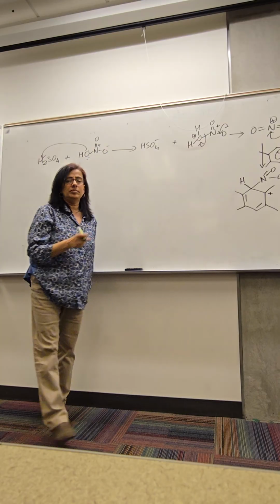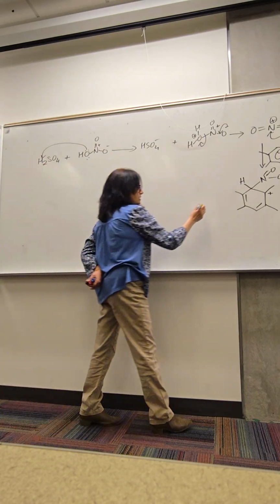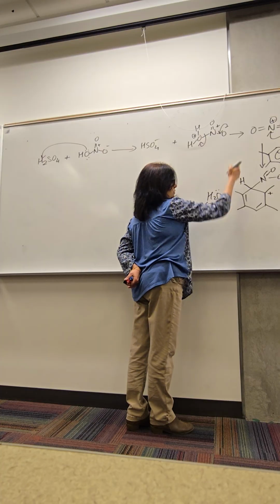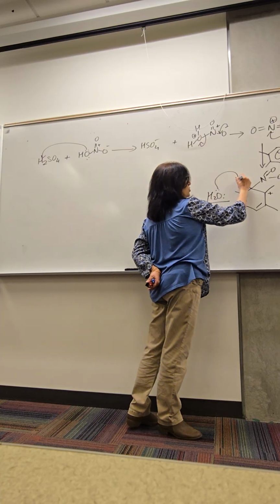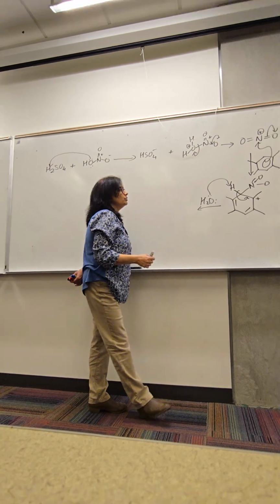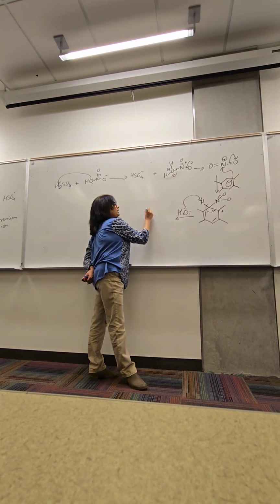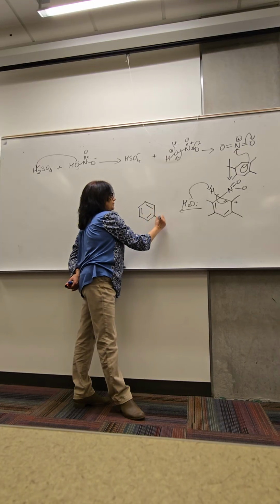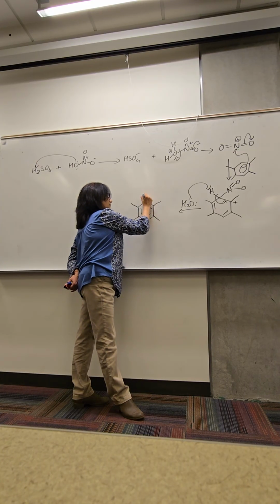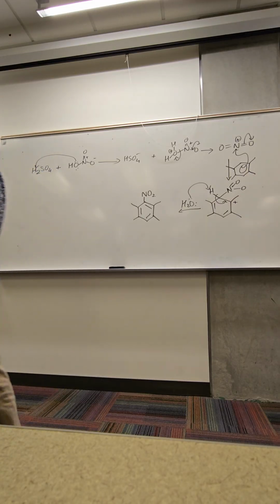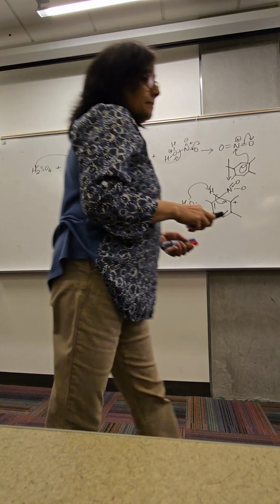Get the sigma complex. Once you get the sigma complex, then some things such as water, because obviously we are creating water, plus I'm sure there is water in the system, is going to take a proton and recreate aromaticity. Everybody okay? Make sense? Yeah?